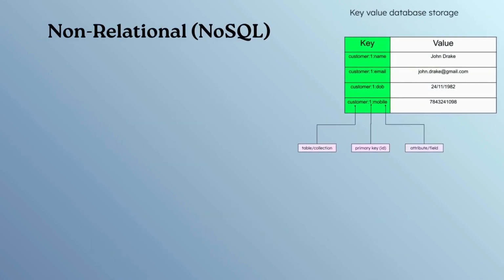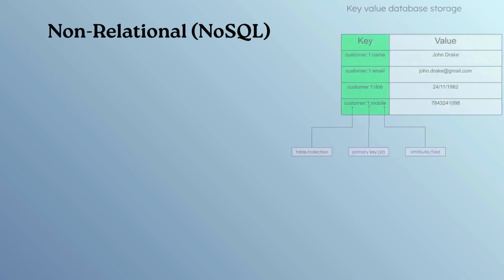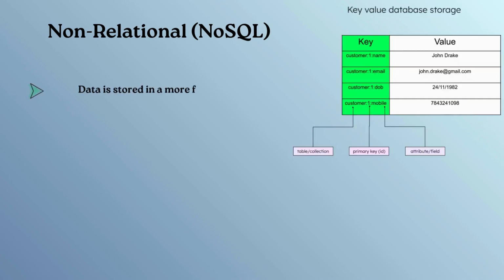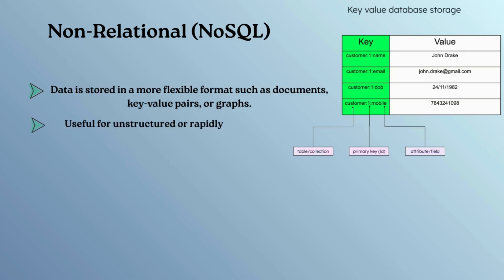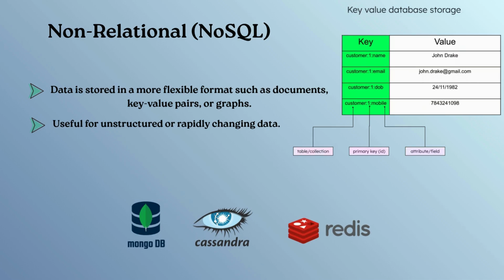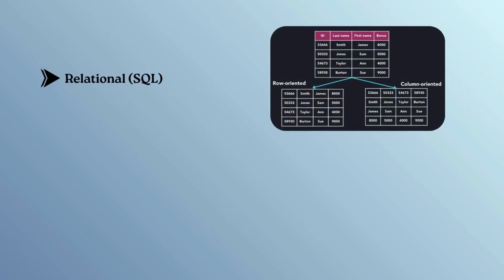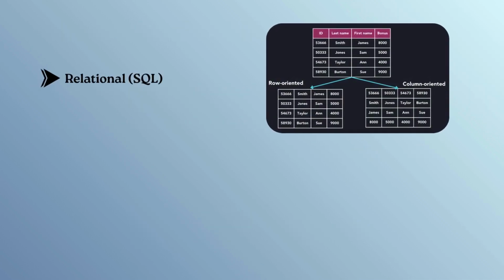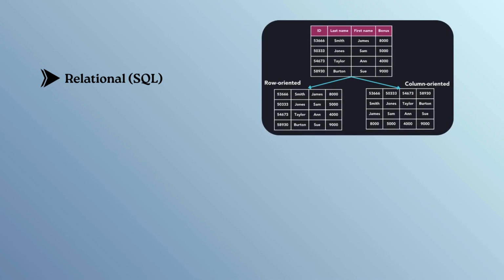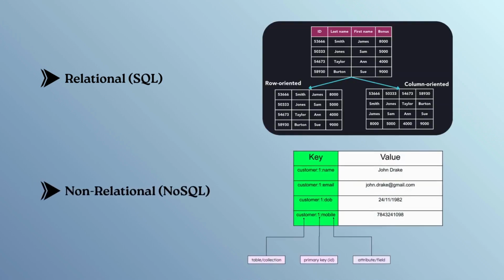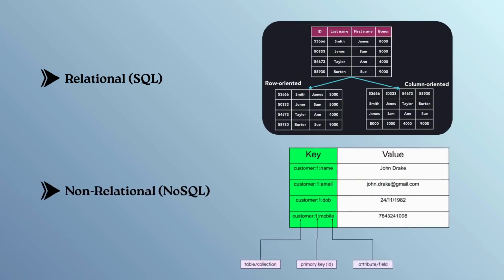In non relational databases, data is stored in a more flexible format such as documents, key value pairs, or graphs, useful for unstructured or rapidly changing data. Examples: MongoDB, Cassandra, Redis. To keep it simple, relational is highly structured, like a spreadsheet. Non-relational is flexible, like a collection of documents.